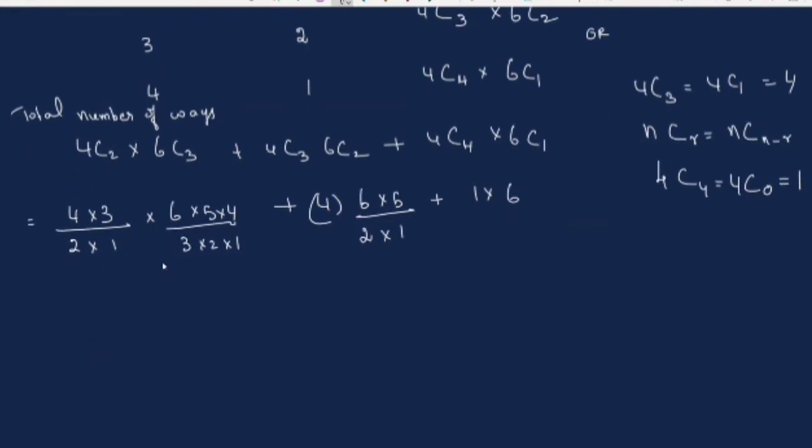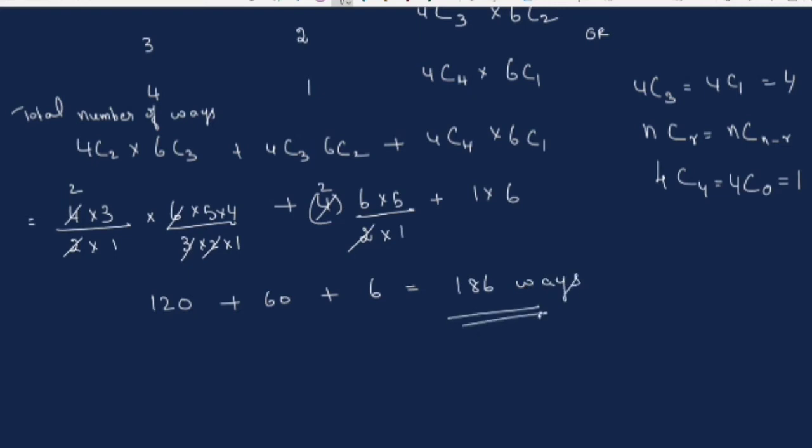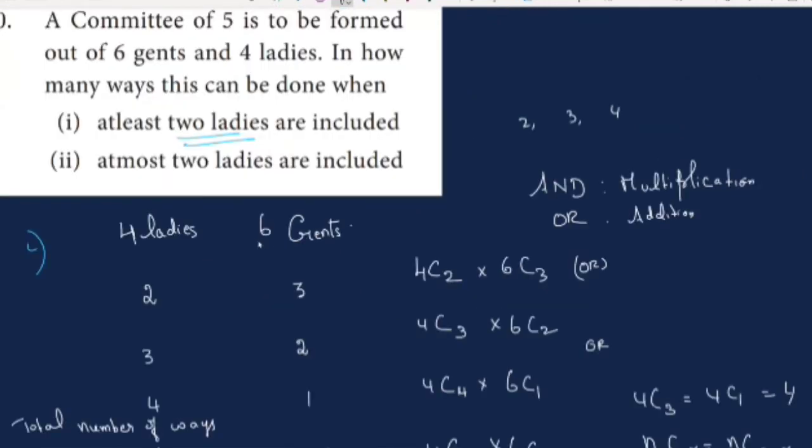Now you can cancel this 3, 2, 6 and this 6. And this you can cancel. So 2 into 3 is 6. 6 into 5, 30 into 4, 120. Plus this 2 and this you can cancel. 6 into 5, 30 into 2, 60. Plus 6. So 120 plus 60, 180 plus 6, 186 ways. There are 186 possibilities, 186 ways you can select from 4 ladies and 6 gents, we can select 5 people.